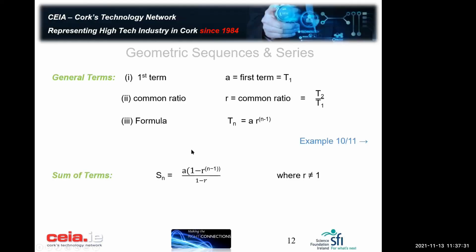So the sum of terms is similar to the arithmetic sequence. The geometric sequence also has a formula for the sum of terms, and it is S of n is equal to A times 1 minus R to the power of n minus 1 all over 1 minus R, where R cannot be equal to 1. So you will find the T of n and the S of n formulae in your tables for both arithmetic and geometric sequences.